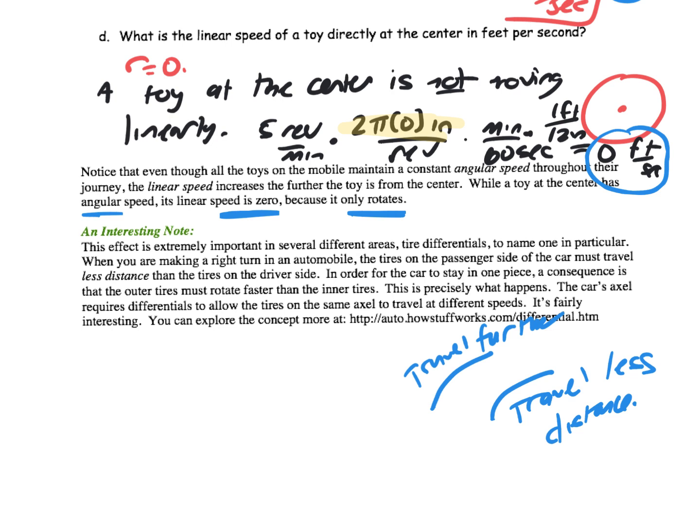So in order for the car to stay in one piece, a consequence is that the outer tires must rotate faster than the inner tires. This is precisely what happens. The car's axle, so there's an axle here, requires differentials to allow the tires on the same axle to travel at different speeds. So you can explore it more at the website listed in the notes.